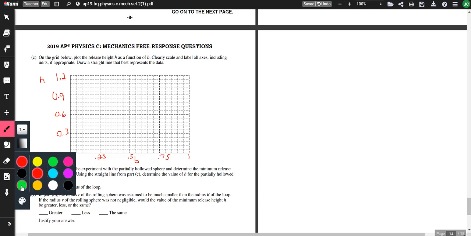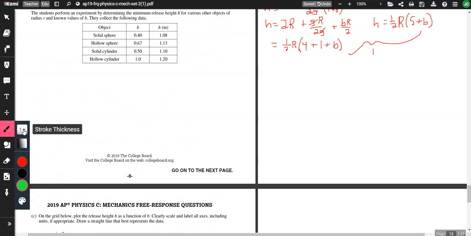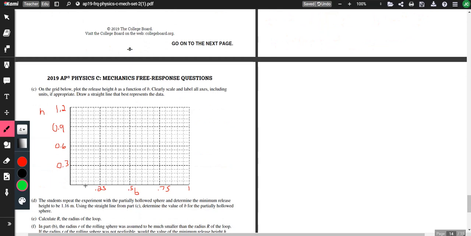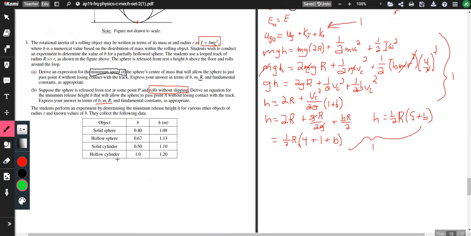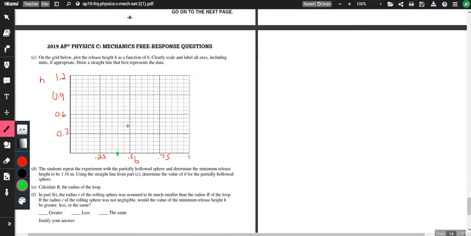Now we have to plot the points. So let's actually make this a little bit bigger. 0.4 and 1.08. So 0.4 is going to happen pretty much right here. And then I'm going to go up to 1.08, which happens at right about 10, 15, right here. So that's going to be 1 point.